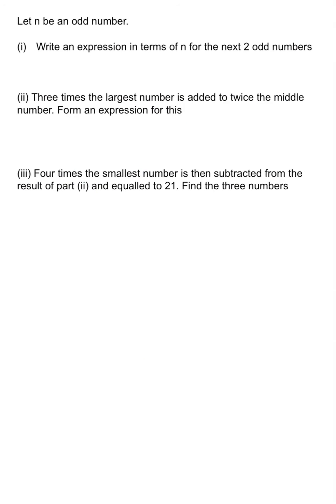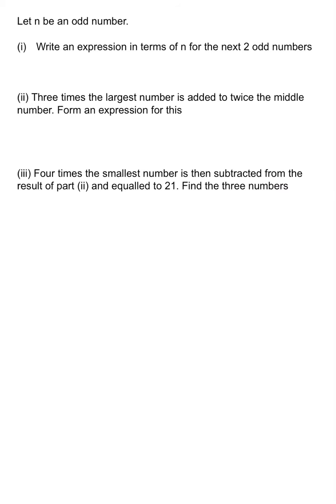Okay, one last one. So in this one, we're told let n be an odd number. Okay, so remember what an odd number is. So you could have 1, 3, 5, 7, so always going up in twos. So there's always a difference of 2 between every odd number.